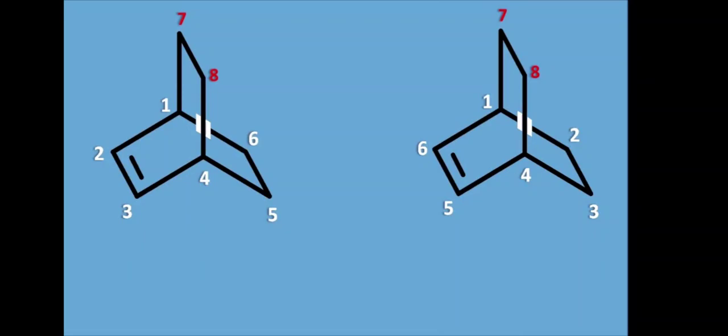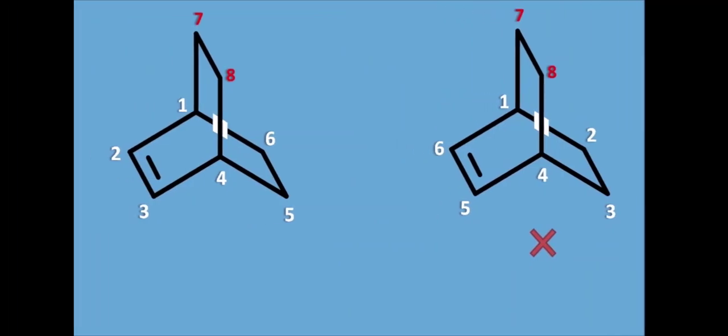So from these two structures, which numbering is correct? So here the second one is wrong and the first one is correct. Why? As we know, by the IUPAC rule, the lowest numbering is given to the double bond. So the second numbering is not correct because the double bond lies between carbon 6 and 5. So the first one is correct.